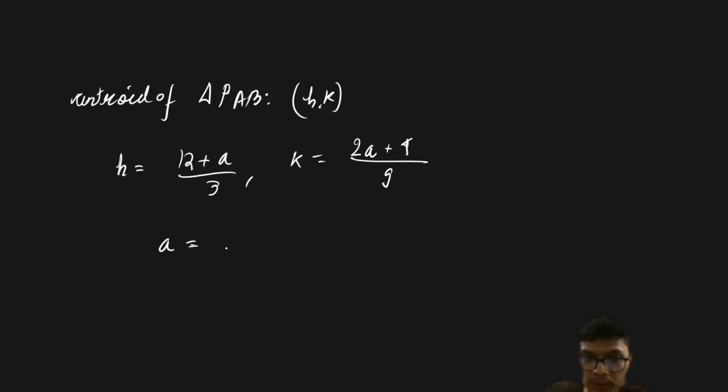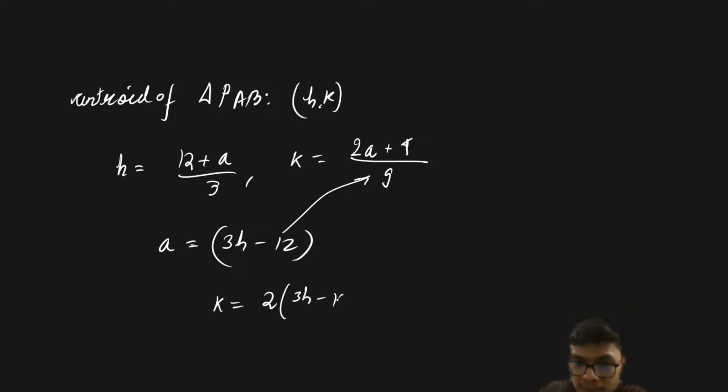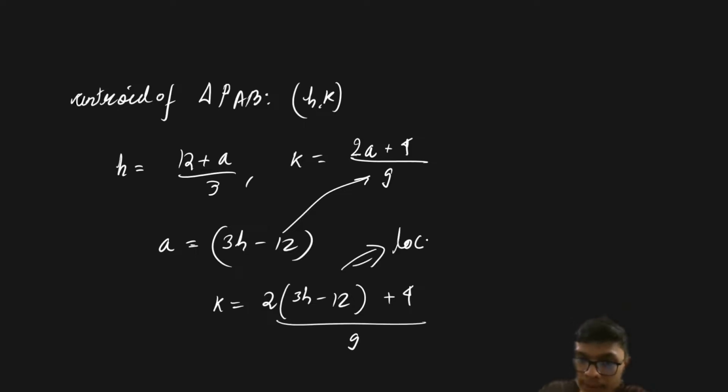So if I try to eliminate a, I get a = 3h − 12, and I put it over here because a is the unknown variable. So I will get k = (2(3h − 12) + 4)/9. So from this part, I will get the locus. Okay, now this is a locus problem. The locus is going to be (6x − 24 + 4)/9, that is (6x − 20)/9 = y.